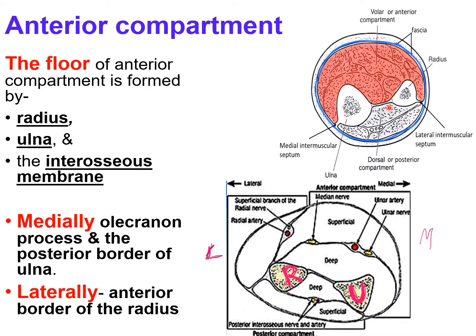This is the anterior compartment, this is the posterior compartment. So the floor, if we repeat again, is formed by the anterior surface of the radius, the interosseous membrane, and the anteromedial surface of the ulna, medially by the medial intermuscular septum, laterally by the lateral intermuscular septum. This anterior compartment is separated from the posterior compartment by the intermuscular septa.